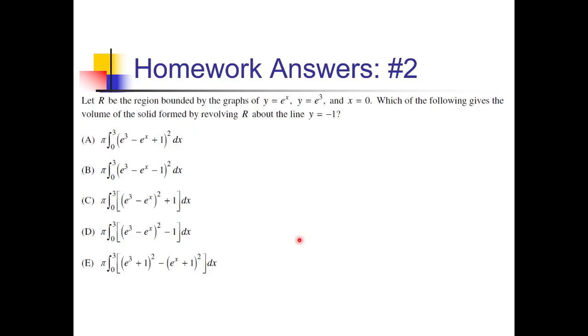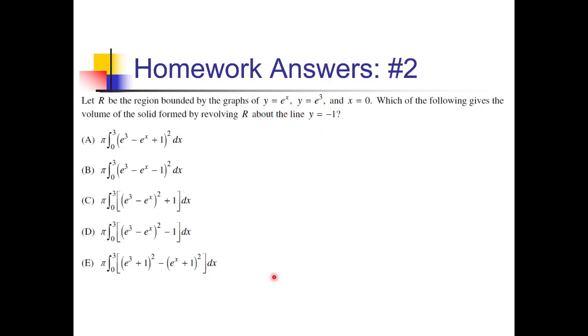For this calculator-based problem, we're letting R be the region bounded by the graphs of e to the x, e to the third, which is just a horizontal line, although it looks kind of fancy, and x equals 0, that's just the y-axis. We want to know which gives the volume of the solid formed by revolving this region around the line y equals -1.